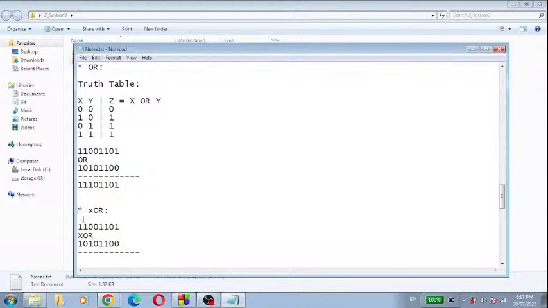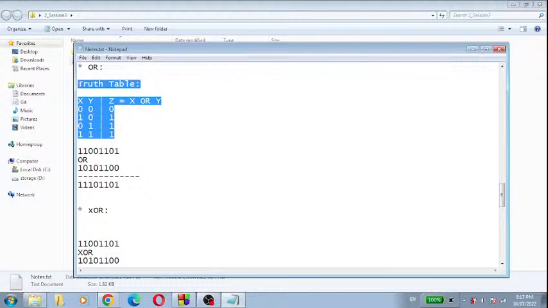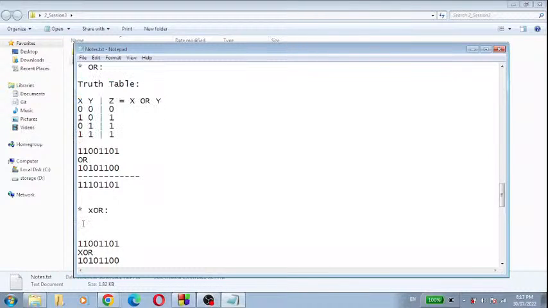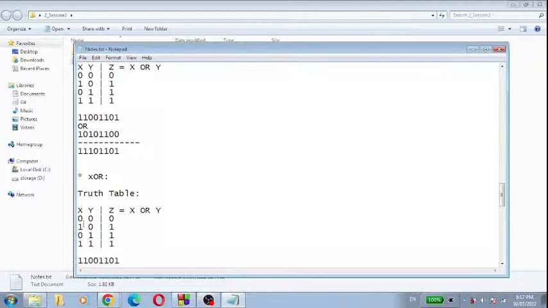So let's try this. I'm going to revise its truth table, exclusive OR. I'm going to remove all of this. Now we have this truth table. We need to fill it. We have x and y here as inputs. Let's start.